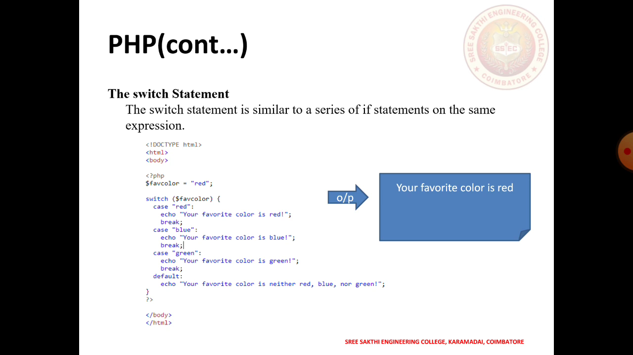In this program, it displays the favorite color of a person. When the user gives the input red, it checks against the cases. If any case matches, it executes that particular statement; otherwise, it executes the default statement. Here we have a case red, so it displays the output: your favorite color is red. If the user enters the input violet, no case matches, so it displays the default statement: your favorite color is neither red, blue nor green.